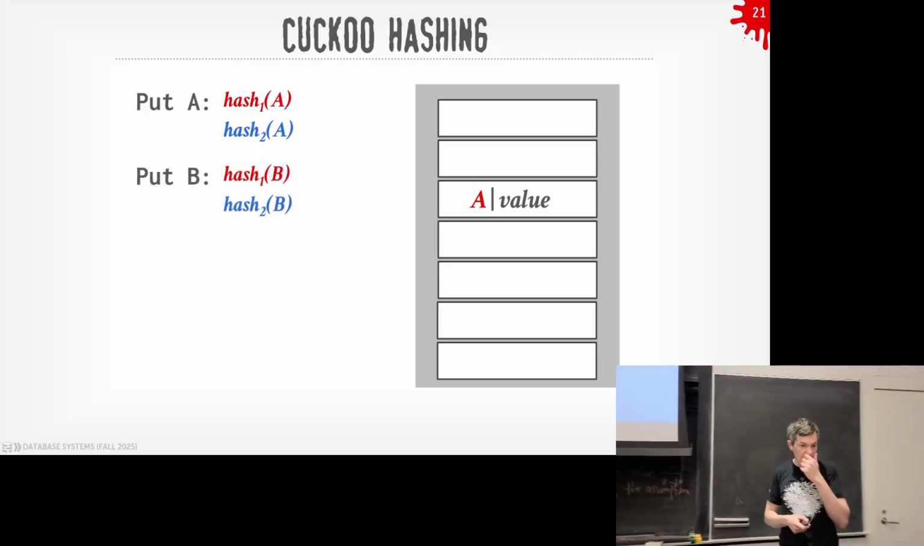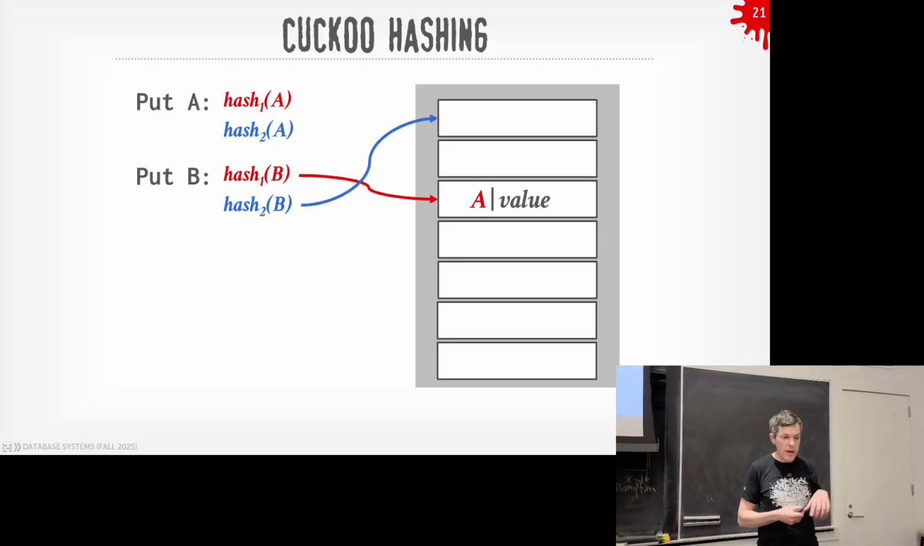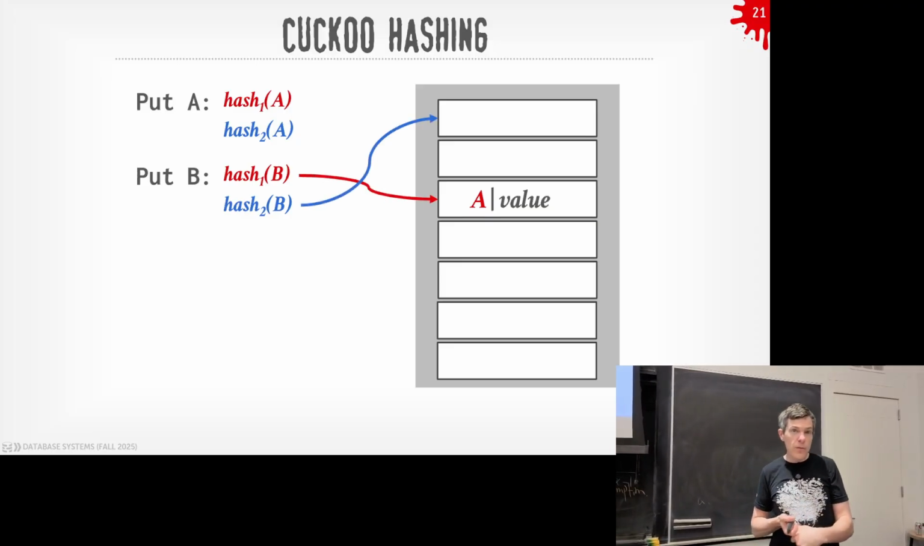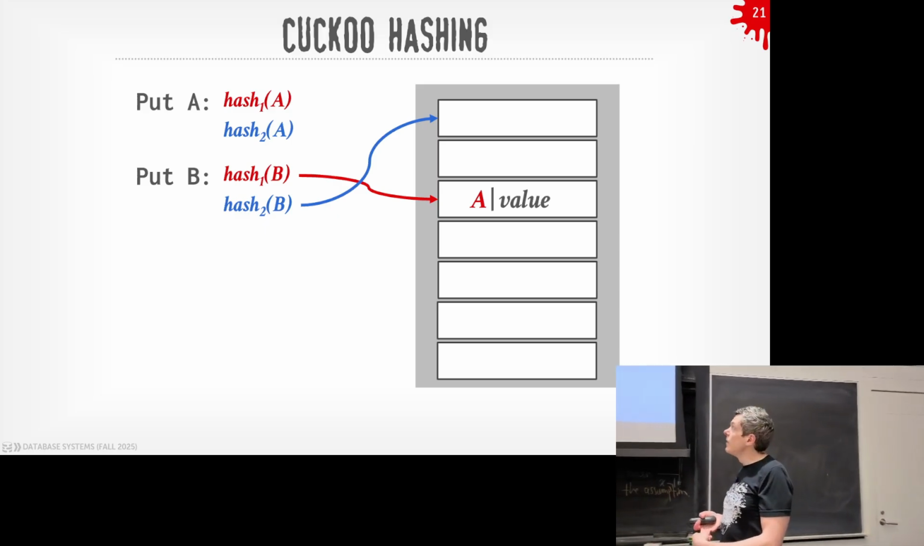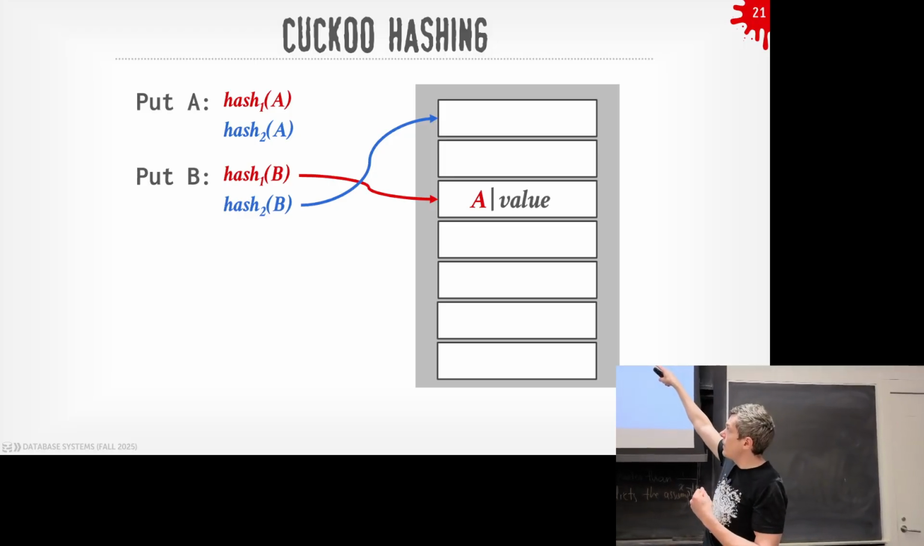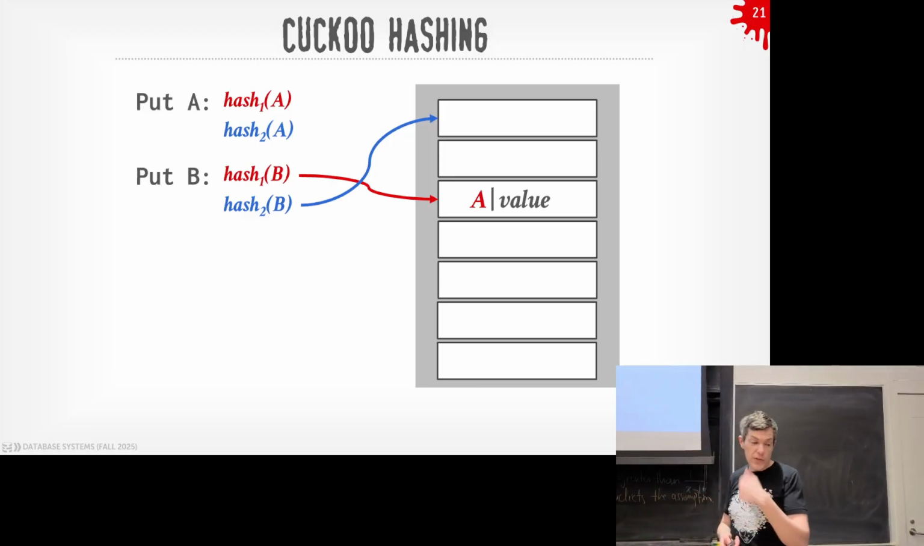Now I'm going to do the same thing. I'm going to hash B, two different locations. The first one, the first hash function, is occupied by A, so I'm going to ignore that. Instead, I'm going to choose the free slot that the second hash function points to, and I'll get B.